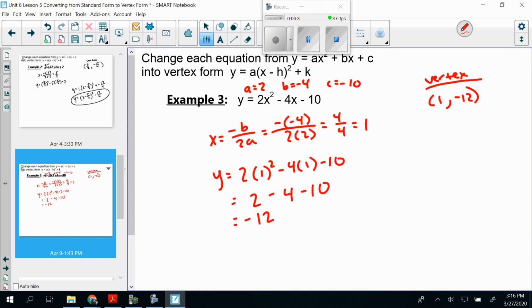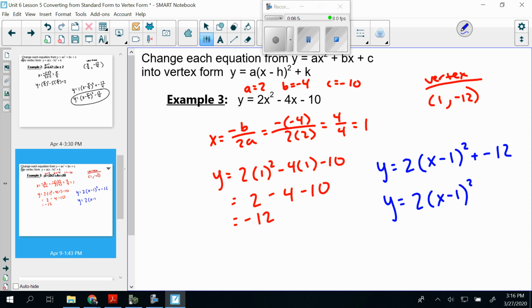Now we just want to write that out in the vertex form. So when we're writing it out here, this time our a is 2, x minus 1 squared plus negative 12. And so this one, I usually don't write as plus a negative, so it'd just be y equals 2 times x minus 1 squared minus 12. And that would be the vertex form of this equation.